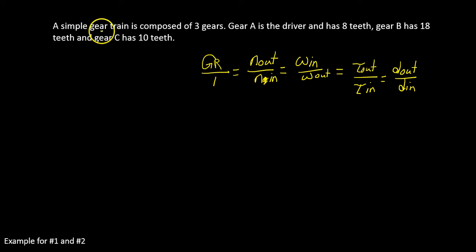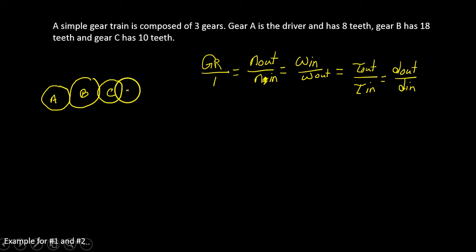So this particular problem states a simple gear train is composed of 3 gears. Gear A is the driver and has 8 teeth. Gear B has 18 teeth, and gear C has 10 teeth. First thing we have to do is to draw this. So we have gear A, gear B, which is a little bit bigger, and these are all meshed together. In other words, they're touching. And then gear C is a little bigger than A, but not as big as B. So this is gear A, gear B, and gear C.